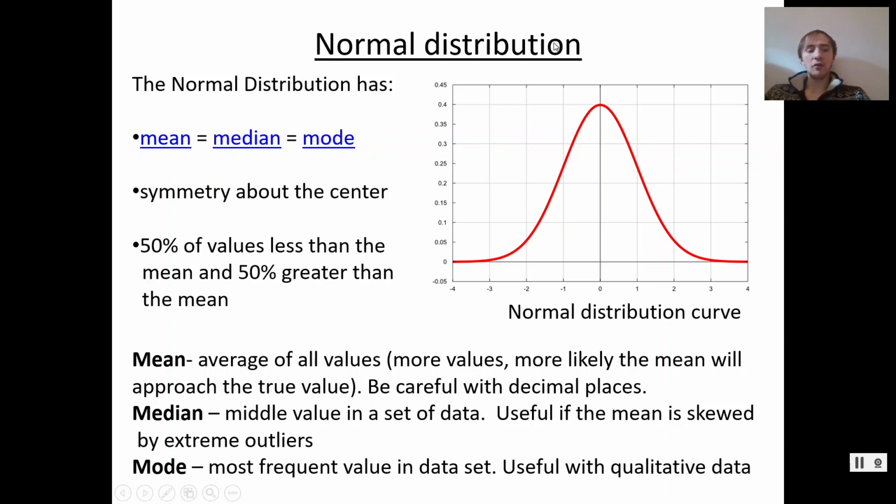When you're calculating an average, pretty much 95% of the time it's going to be the mean, the rest is going to be the median, and you're almost never going to be asked about the mode.